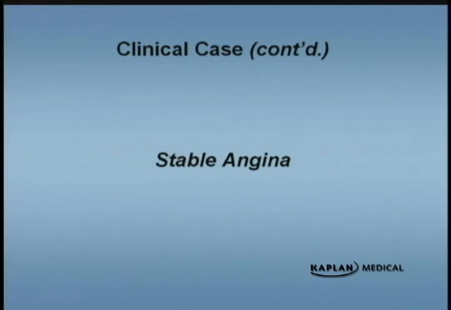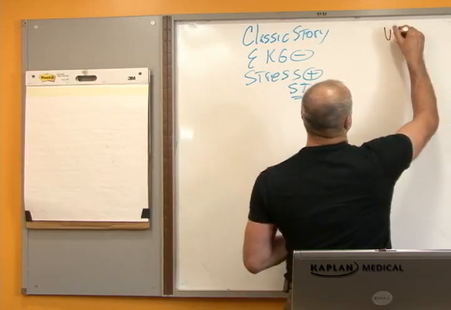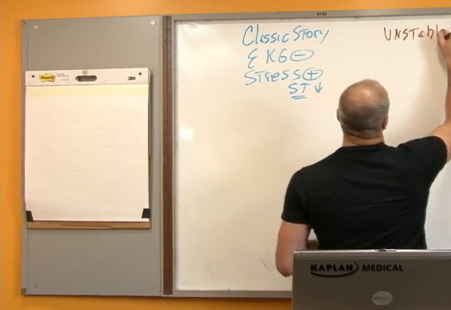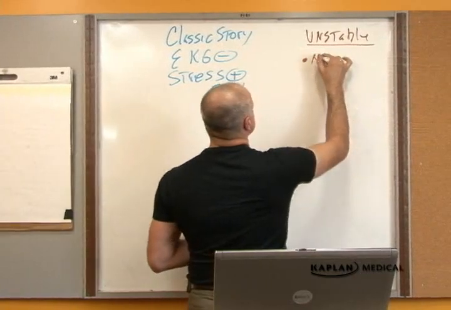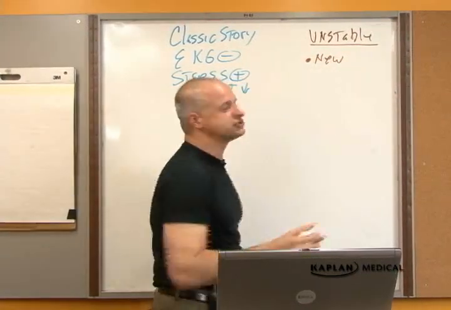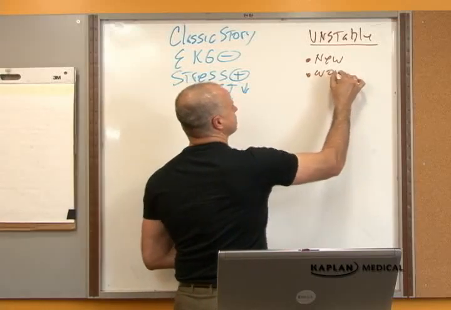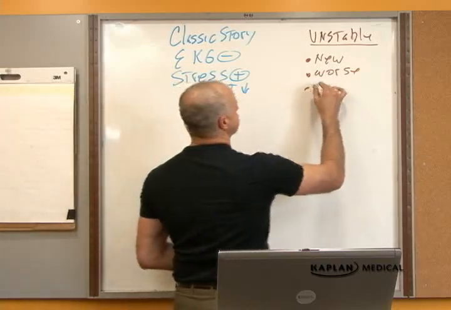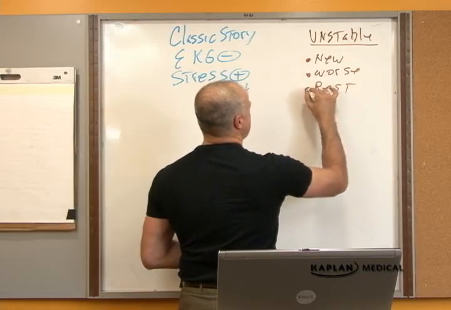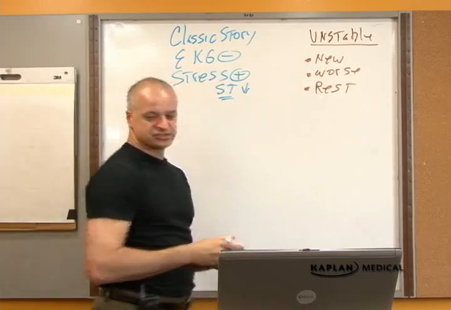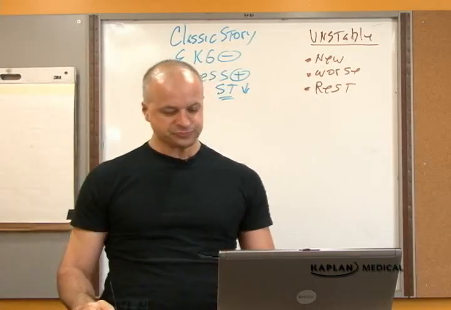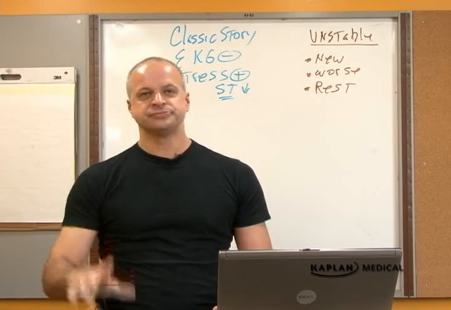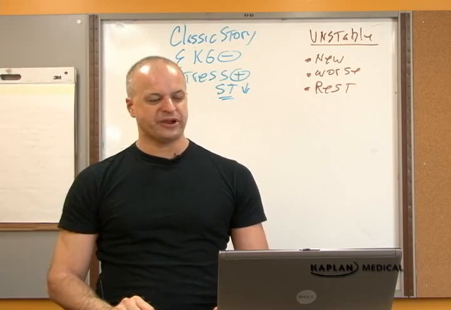Why stable? You say, wait a second, he's in angina. Yeah, but it's not changed in pattern. Unstable means by definition it is new. This is not new. It's been going on for 8 months. Or it's a worse pattern. It's not worse. It's been going on unchanged for 8 months. Or pain progressing to the point where it's at rest. This is not at rest. It's exertional, relieved by rest.